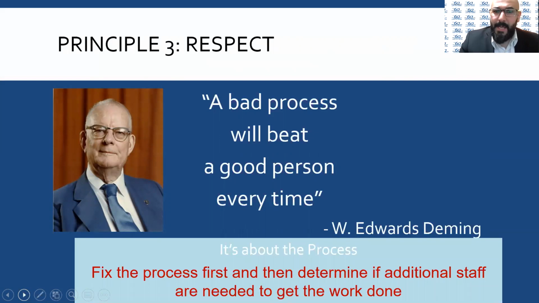Deming said, a bad process will beat a good person every time. So it is about the process, not about the people. Once you have a good process, you can put people in and train them to be productive. So this is where respect comes in. We have to respect the people and train them. Fix the process first, and then determine if additional staff are needed to get the work done.